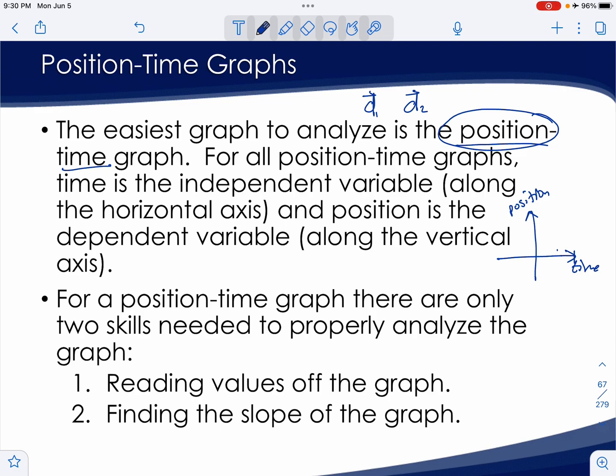There's a few components that are needed in a graph. You always need a title. You always need to label the axes. And you always need to include units. So for position, what would our units be for position? If you're using SI units, most likely it would be meters. And for time, most likely you'd be using seconds for time.